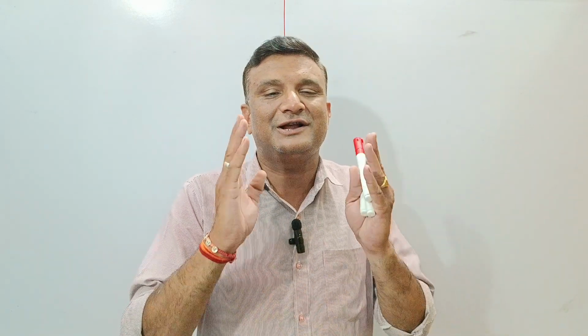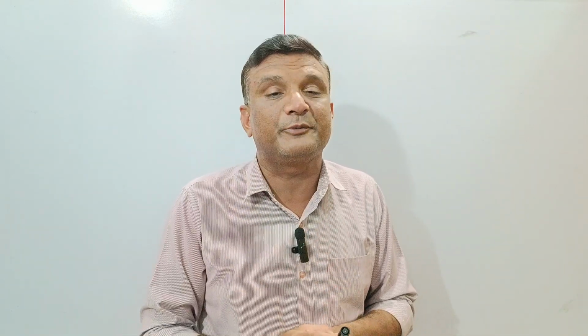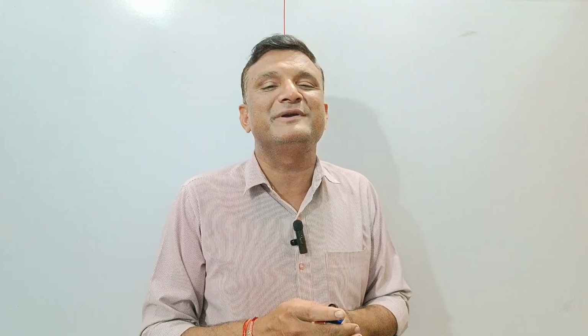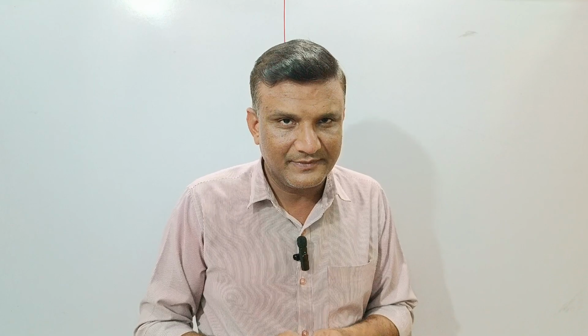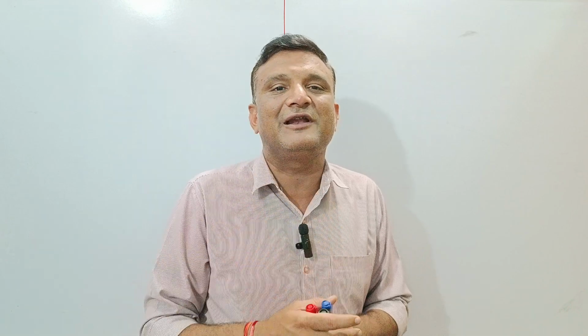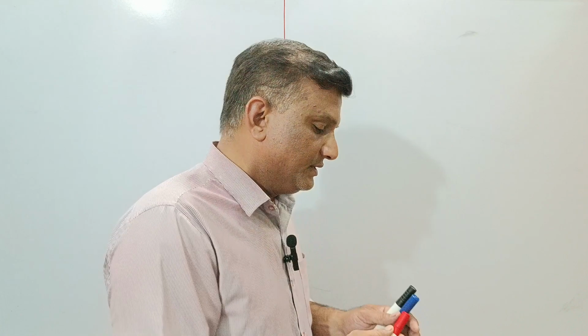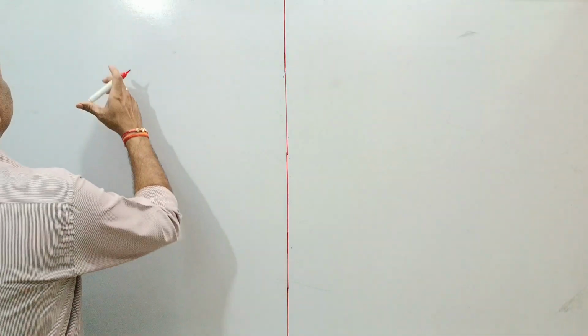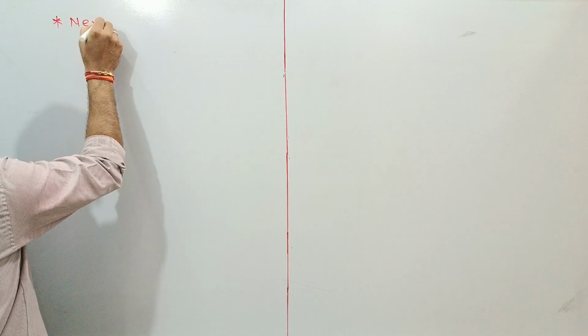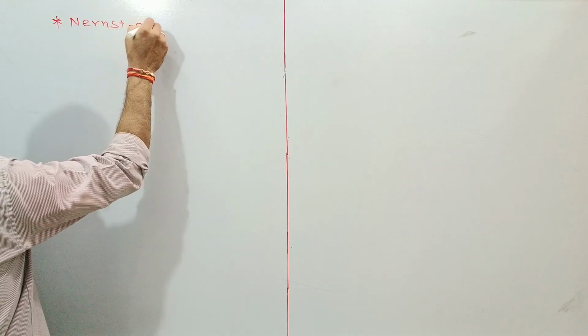In the previous video we discussed electrode potential, what it means, the types of electrode potential, and the measurement of electrode potential. Now it is time to discuss the Nernst equation. What is the Nernst equation? It is just a relation between electrode potential and the concentration of the electrolyte. So the topic is the Nernst equation.